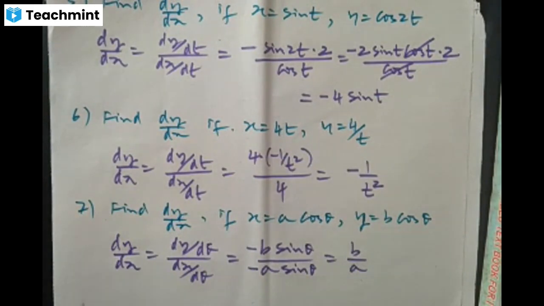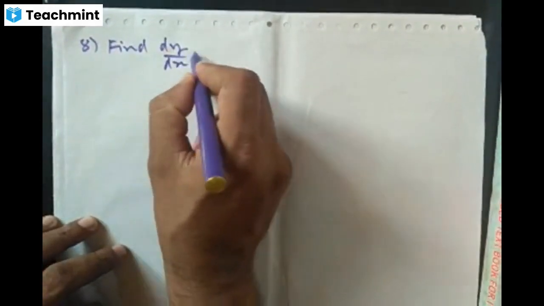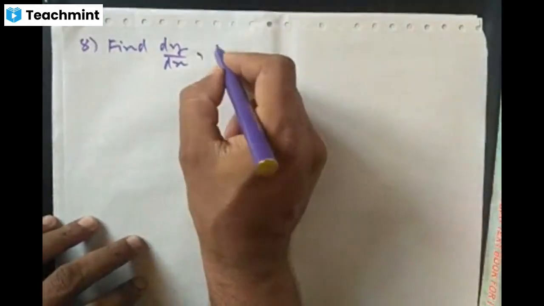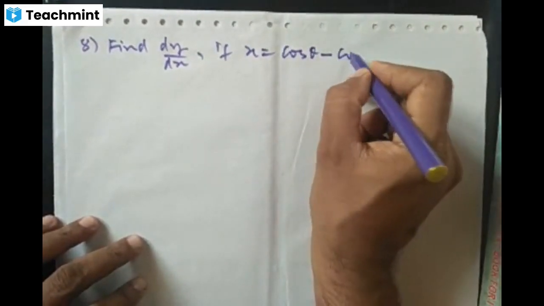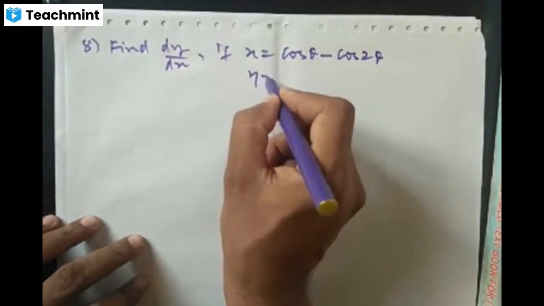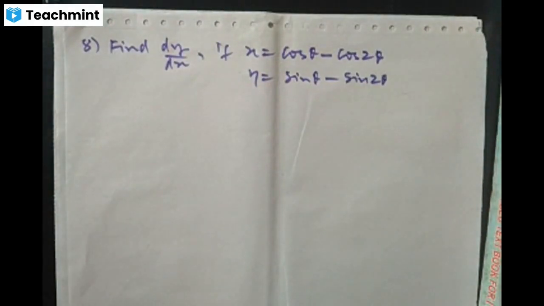Next one, problem number 8. Find dy by dx if x is equal to cos theta minus cos 2 theta, y is equal to sin theta minus sin 2 theta.